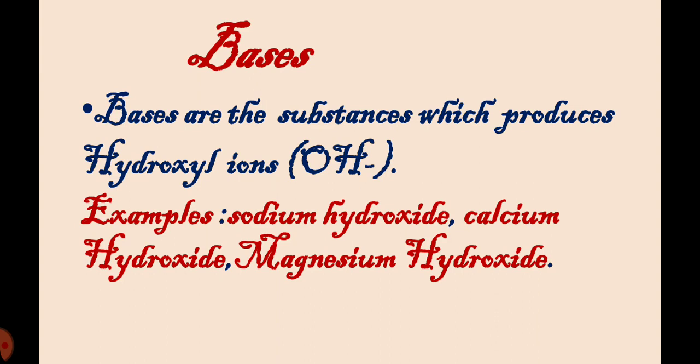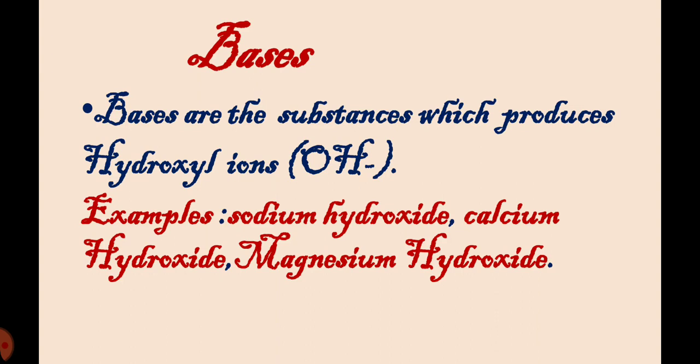Now we are going to study about bases. Bases are the substances which produce hydroxyl ions. Acids give out hydrogen ions, but bases give out hydroxyl ions. OH, O is oxygen here, H is hydrogen here, children. So hydroxyl ions are given by bases.